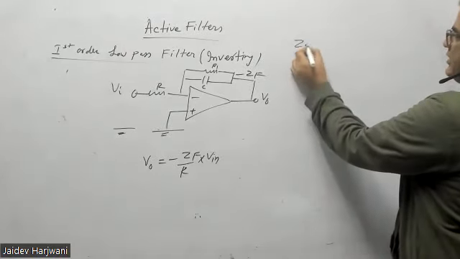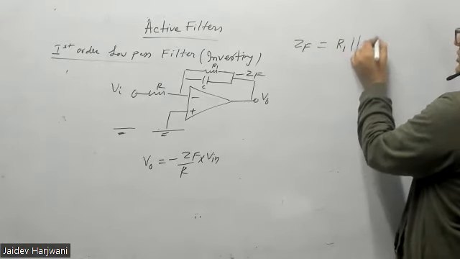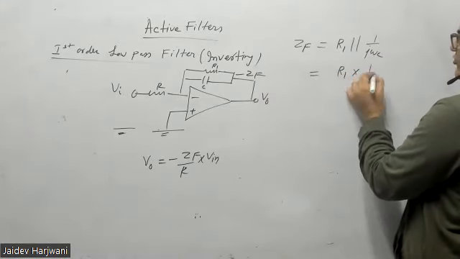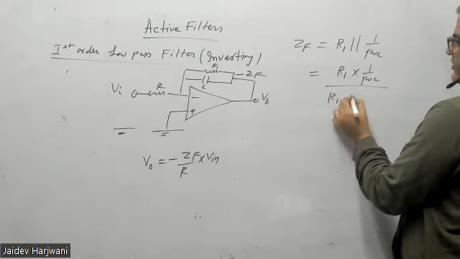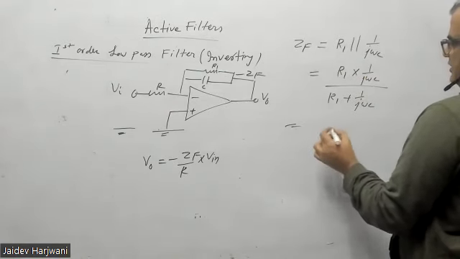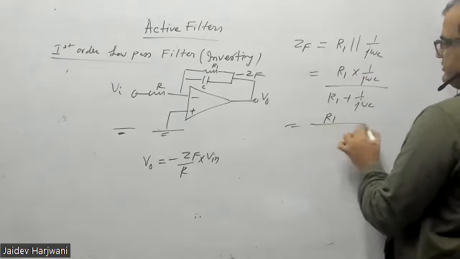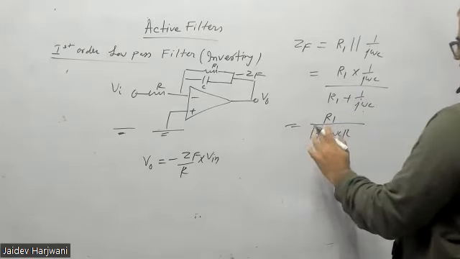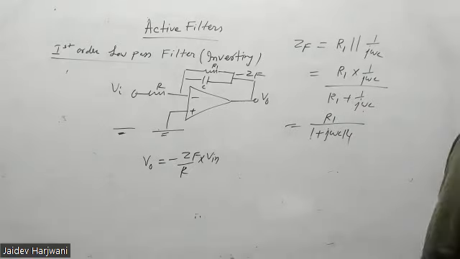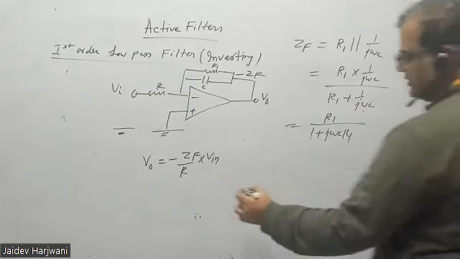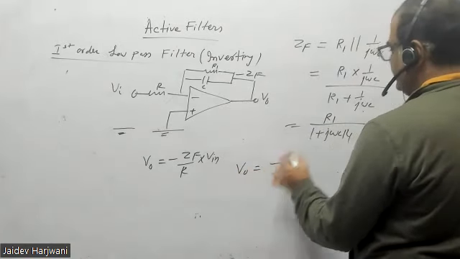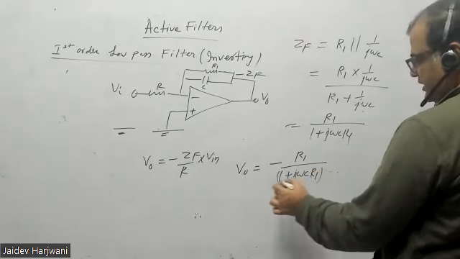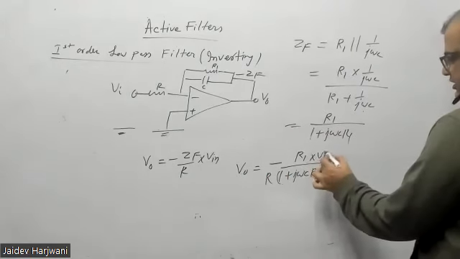Now what is ZF? ZF is R1 in parallel with 1 upon j omega C. So this is R1 into 1 upon j omega C, divided by R1 plus 1 upon j omega C. Taking it common, this will be R1 upon 1 plus j omega C R1. The j omega C terms cancel and here you have an R1. So this is your ZF, and now V naught equals minus R1 upon 1 plus j omega C R1, and R also there, into V input.